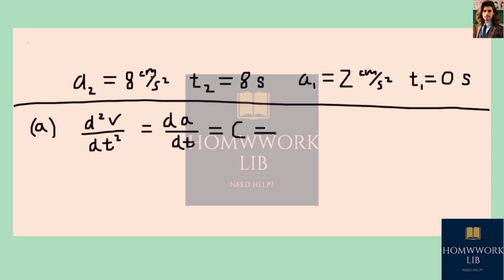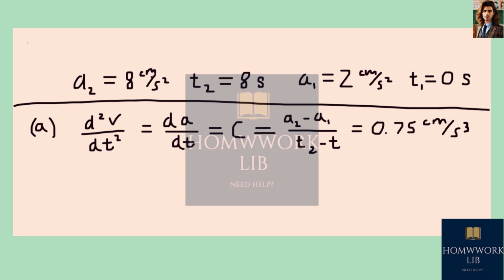But what is the change in acceleration with respect to time? Well, it's simply the rise over run, or the slope. So this is going to be a2 minus a1 divided by t2 minus t1. The reason I'm doing this is because I'm going to develop an equation for the velocity from this information. If I plug those values in, I find that c is equal to 0.75 centimeters per second cubed.